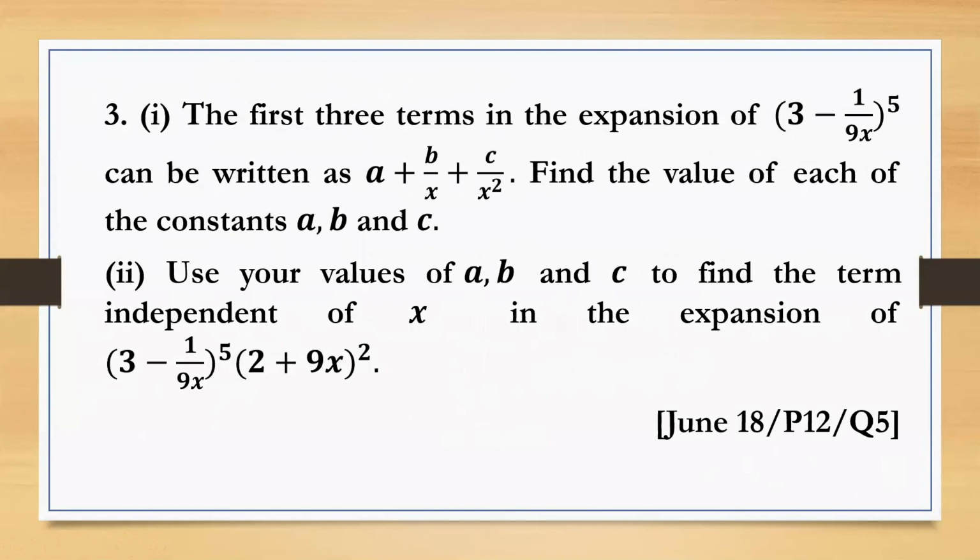Number 3. First part, the first three terms in the expansion of (3 minus 1 over 9x) to the power of 5 can be written as a plus b over x plus c over x squared. You need to find the value of a, b, and c. In other words, what you need to do is just find the first three terms in this given expansion, and you equate it to this answer which has been given to you. The second part now, you need to use the values of a, b, and c, which you have obtained in the first part, to find the term independent of x in the expansion of (3 minus 1 over 9x) to the power of 5 times (2 plus 9x) squared.